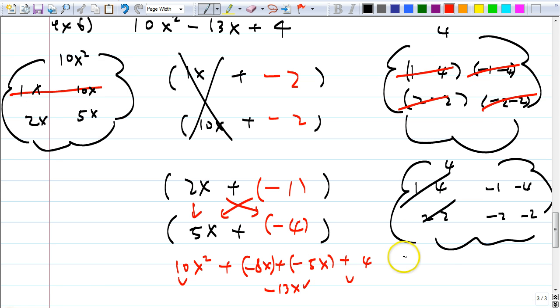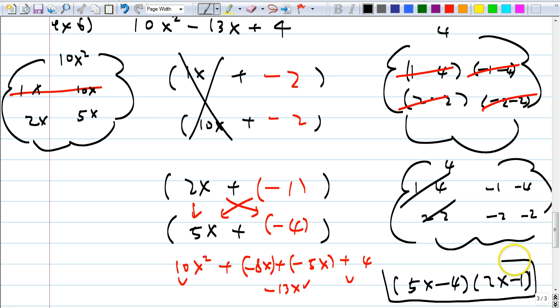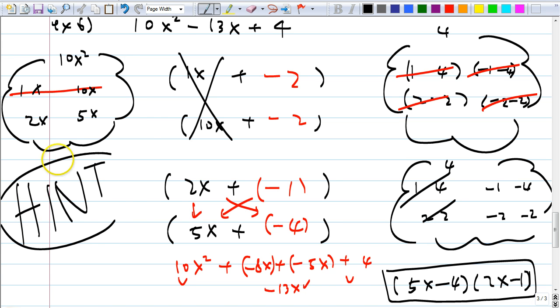So what's the answer? Who can tell me the answer? It is going to be? Yes, sir. 5x minus 4 times 2x minus 1. Any question? Yeah, we got it. Now, let me give you a big hint when you do your homework tonight. You all ready? Here. There's a big hint.